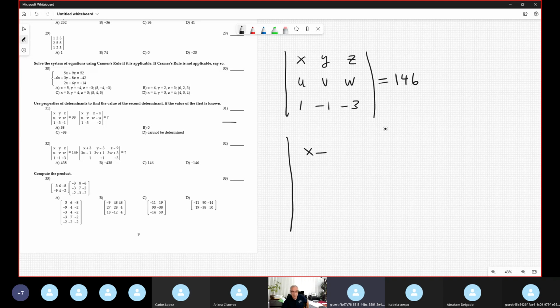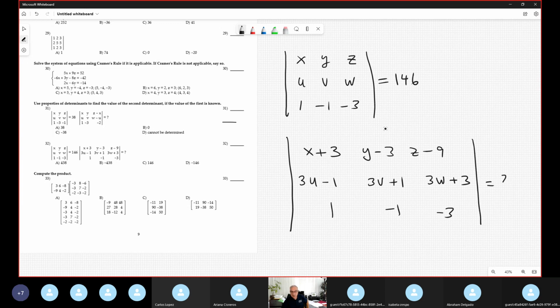It's x plus 3, y minus 3, z minus 9, 3u minus 1, 3v plus 1, and 3w plus 3. And 1, negative 1, and negative 3. At least the last row is identical, no?